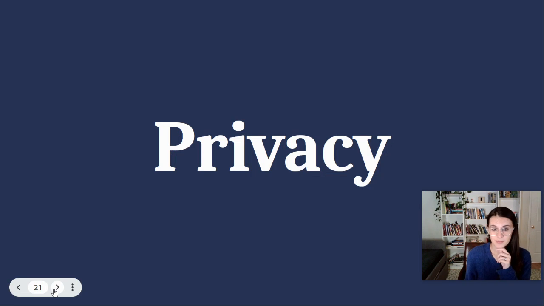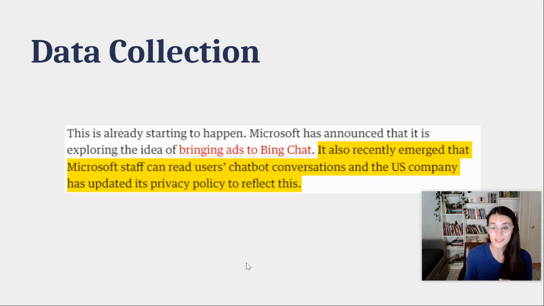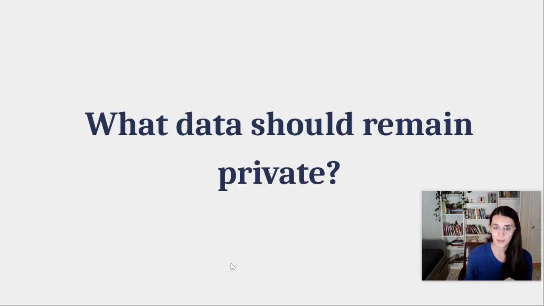Next is privacy. Like the warning showed, all of these companies are collecting your data. They're collecting what you say and where you are, and maybe other information associated with the email account that you used to register. It's also possible that somebody in the company is reading what you're writing. So for students to understand that and then have a discussion about what data should definitely remain private, it's similar to the stuff we talk about generally in digital citizenship.